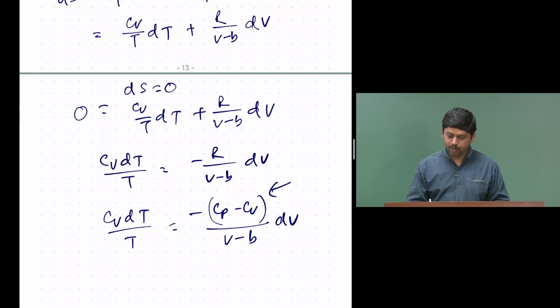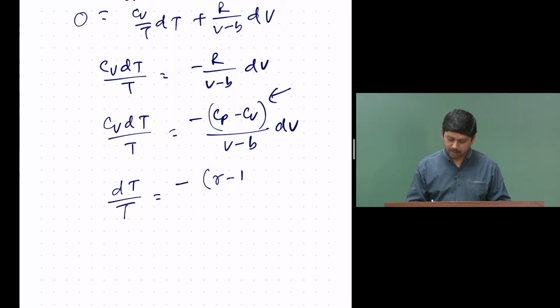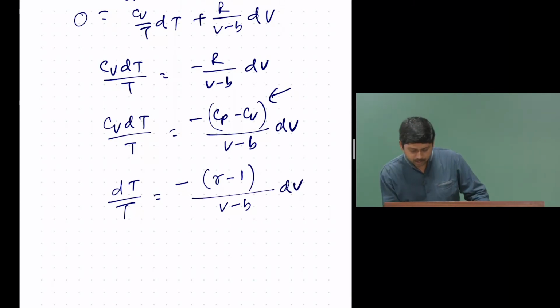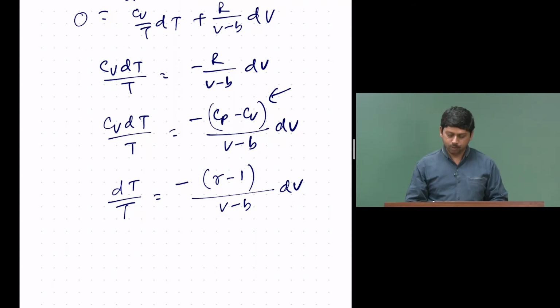And that is not true for a van der Waals gas, but we are assuming that because otherwise we will not get the gamma. So, dT by T equals minus, now we divide by Cv, so we get gamma minus 1 by V minus b dV. Okay. Now once you get that, we can integrate on both sides.